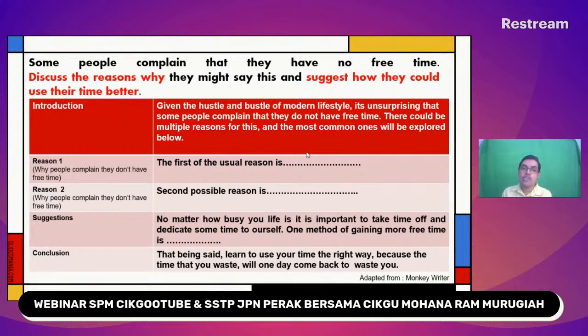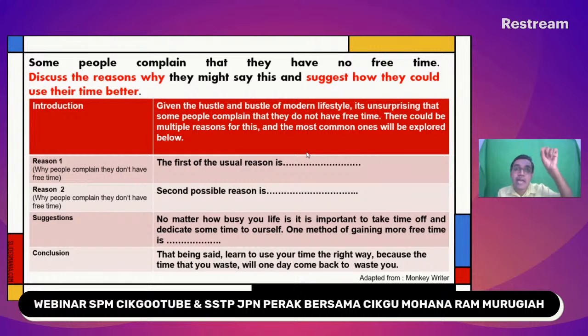The first of the usual reasons is because they always claim that they are busy with work and studies. Then you elaborate. Then the next one, reason 2, because you cannot just give one reason. The question says reasons why. So then you go to reason 2, the second possible reason.